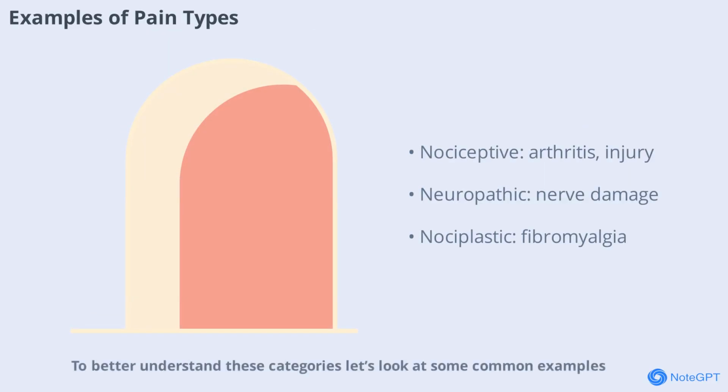To better understand these categories, let's look at some common examples. Nociceptive pain includes conditions like osteoarthritis, rheumatoid arthritis, and post-traumatic pain. Neuropathic pain is seen in radiculopathy, diabetic neuropathy, and postherpetic neuralgia. Nociplastic pain is often associated with fibromyalgia, chronic back pain, and chronic temporomandibular pain disorders. These examples highlight the diversity of pain experiences and the importance of accurate classification for effective treatment.